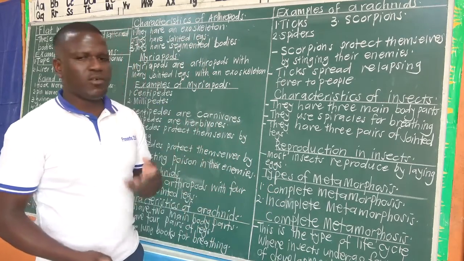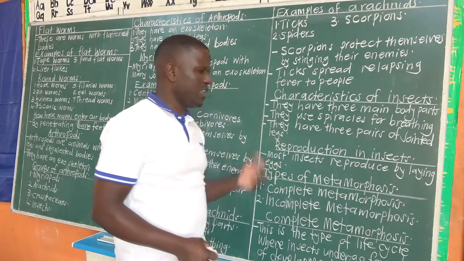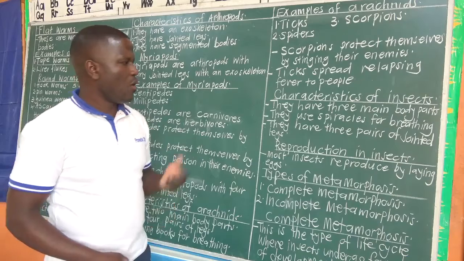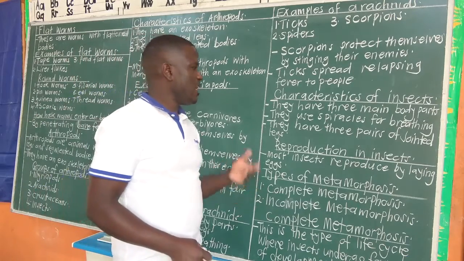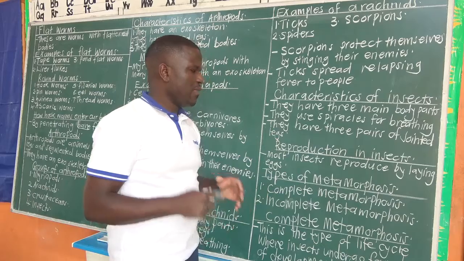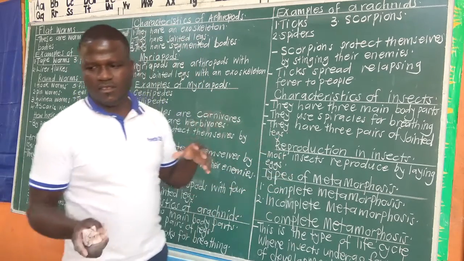Why is a bee called an insect? A bee has 3 pairs of jointed legs. A bee has a pair of feelers. Why is a cockroach called an insect? A cockroach has 3 main body parts. As simple as that. Then they can also ask you the difference between insects and arachnids.